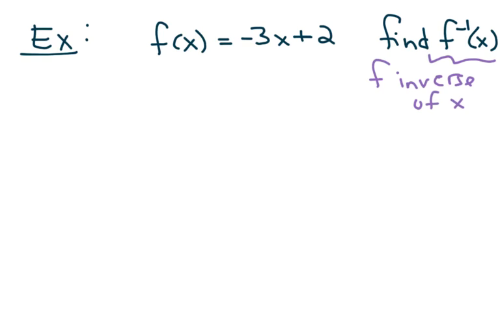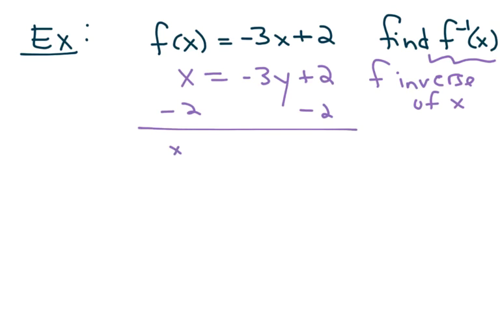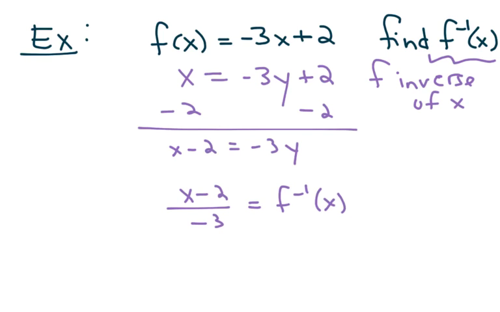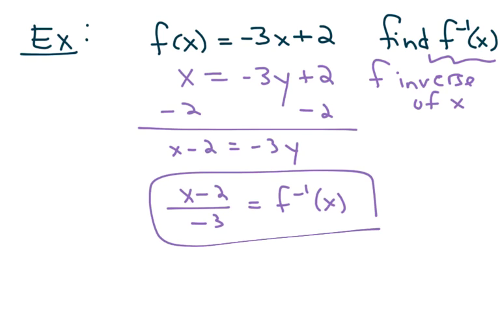In order to find the equation of an inverse, you would flip x and y, and then solve that new equation for y. So I'm going to subtract 2, and then I'm going to divide by negative 3. And then this would be the equation of the inverse. Notice that the original graph was a line, so is the inverse.